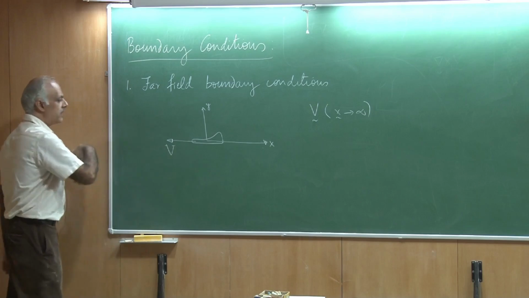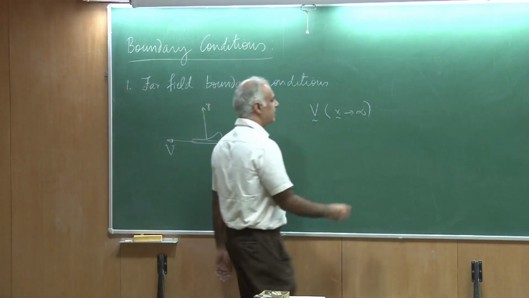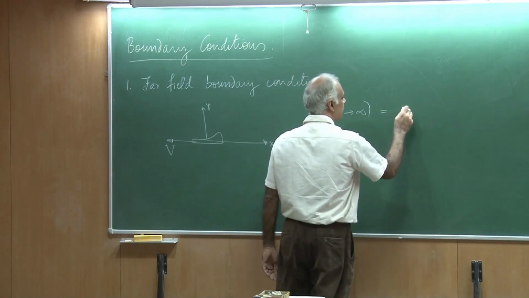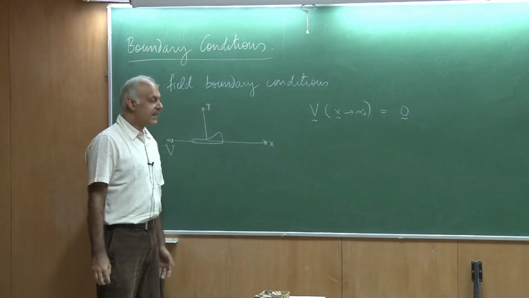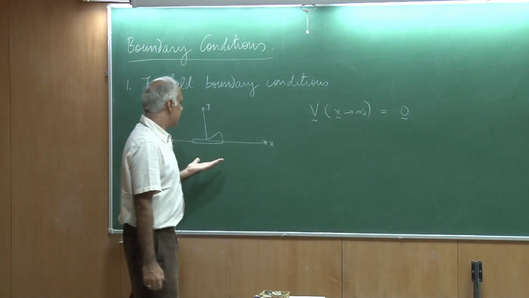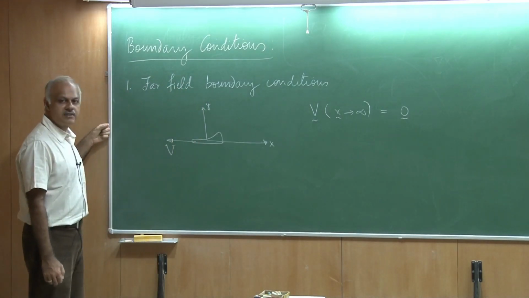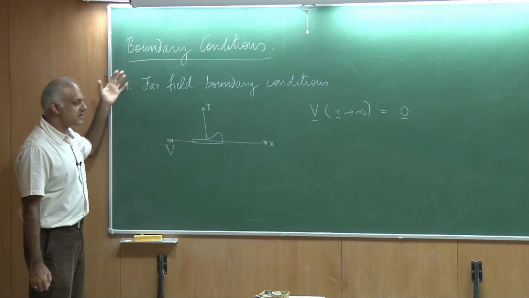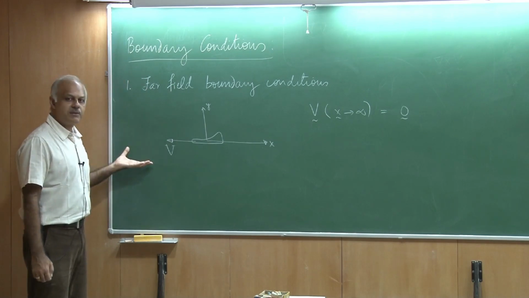So I can say, what is the velocity at points which are far away? If I look at points which are really far away from the aircraft, then I expect that this velocity should approach 0. And this I can argue even from the energy point of view. So here is the argument. The aircraft moves from right to left and causes some disturbance in the atmosphere. Where is that energy coming from?